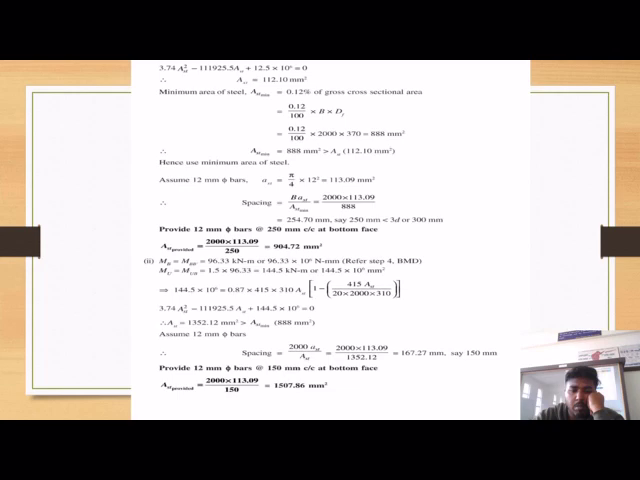Provide 12 mm bars at 150 mm c/c at the bottom face. Ast is equal to 2000 into 113.09 divided by 150, which is 1507.86 mm square.